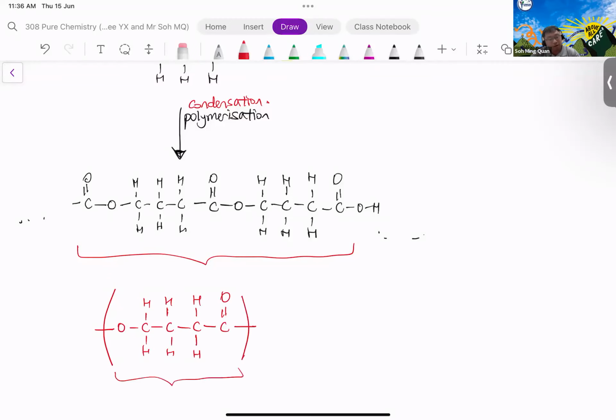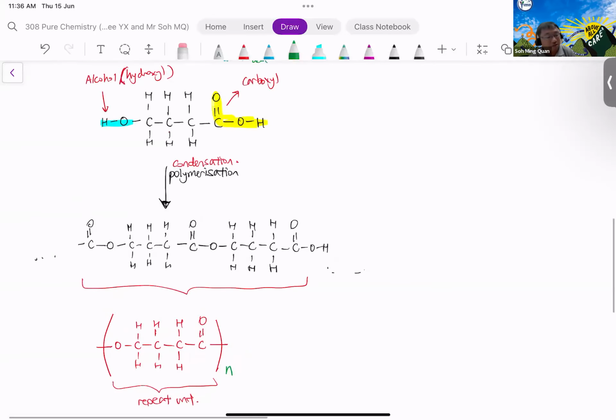Now this is the repeat unit. To represent the polymer, we put n, where n is a large number. It signifies how many times the thing has been polymerized. Okay? Now this is what we'll do when school reopens. This is condensation polymerization. So this is repeated n times. That gives you the whole polymer.